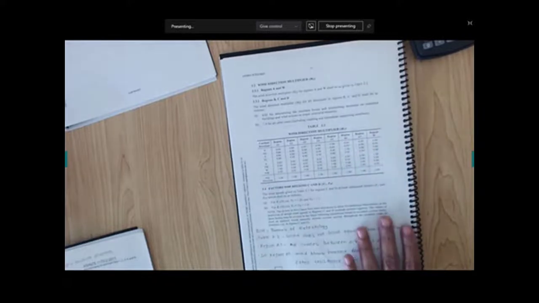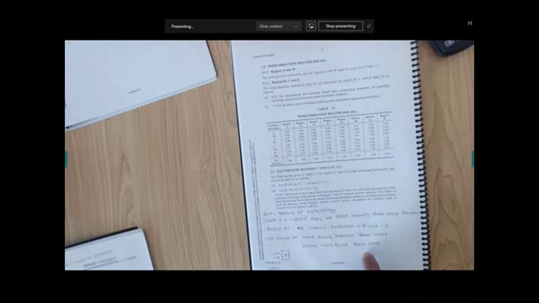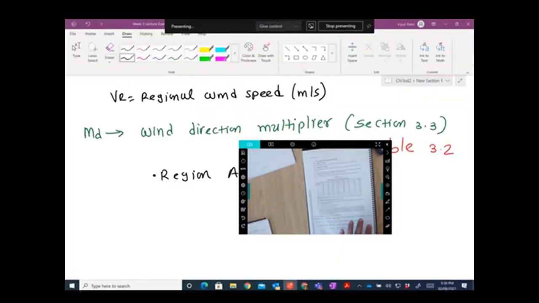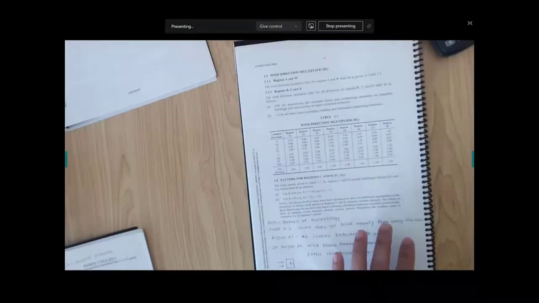So that's just a quick note. There's no need to worry, but that's what I put here: wind does not blow equally from every direction. The region values vary between 0.8 to 1, and in region A1, wind blows hardest from the west, so extra resistance is needed on the west side. Okay, so that's just a quick note for you. Oh, by the way, this MD has wind coming from the west side, so MD is equal to 1.